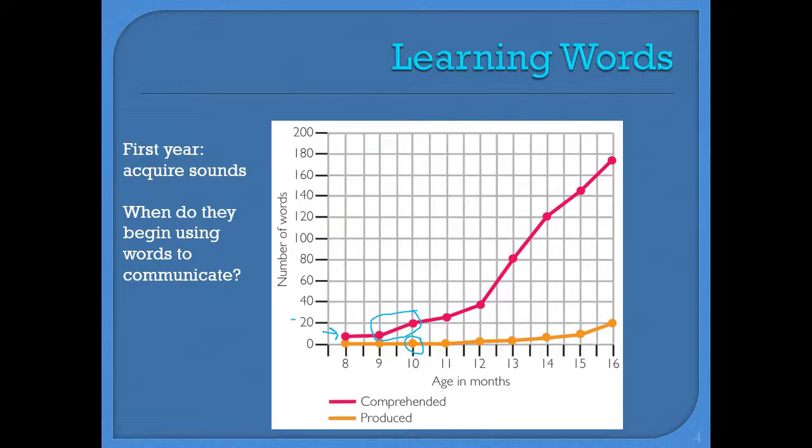Production, this orange line right here, usually happens at around 12 to 14 months of age. This is kind of the same thing as when you're learning a language. Sometimes you can understand the language, but you can't yet produce the language.